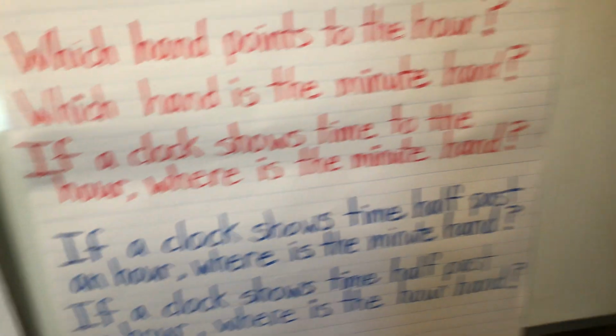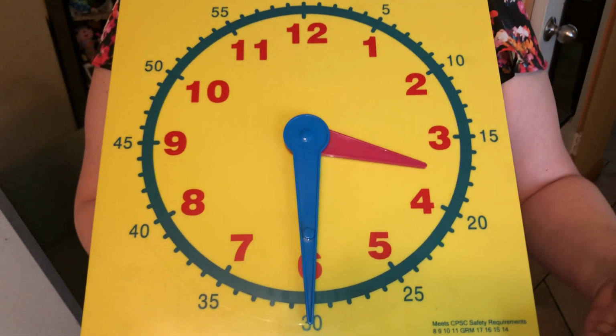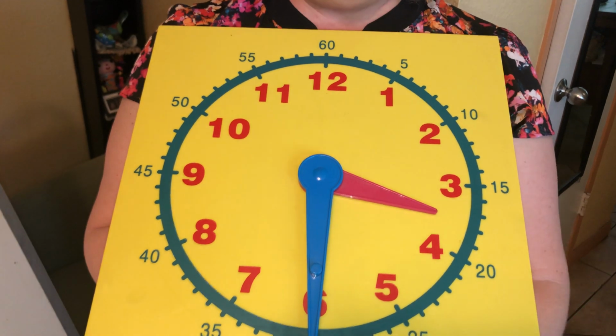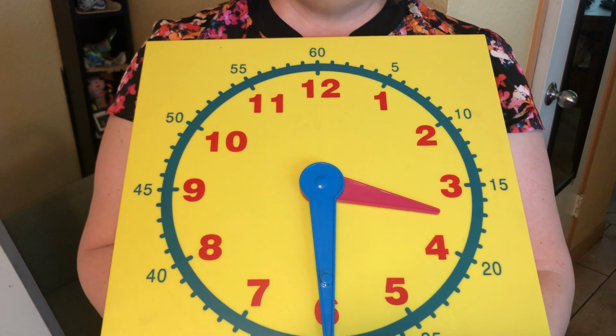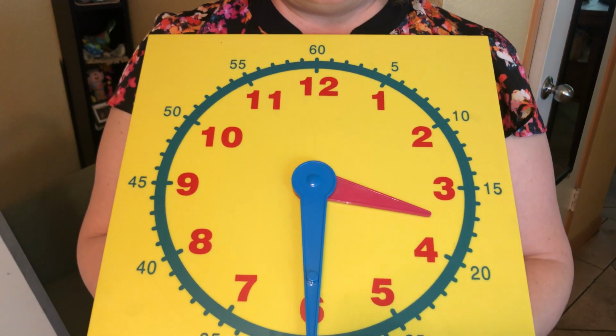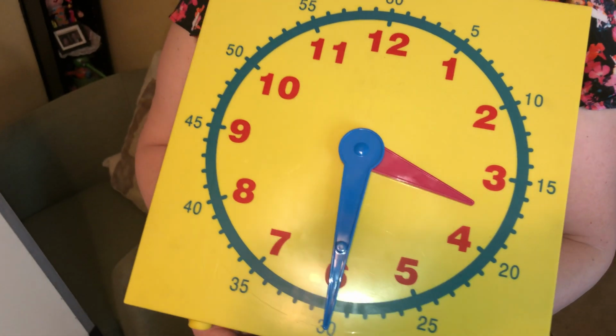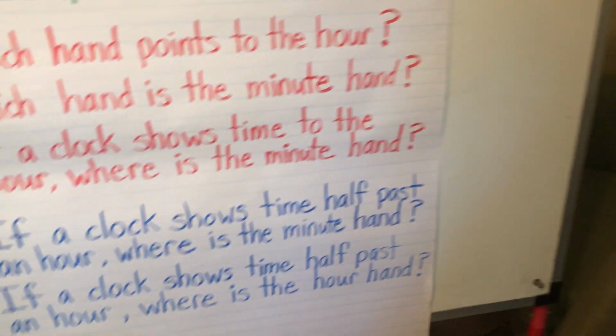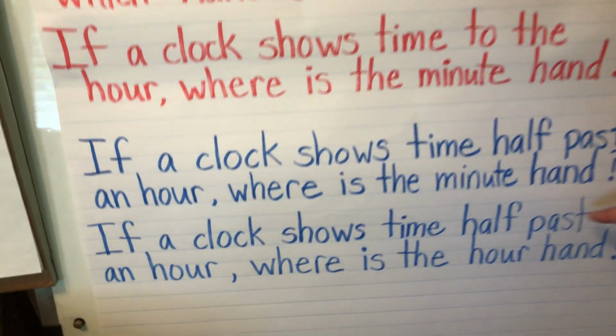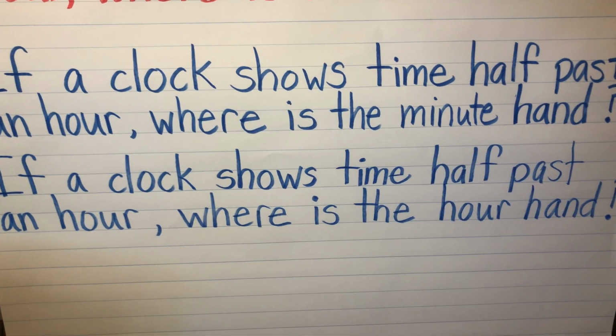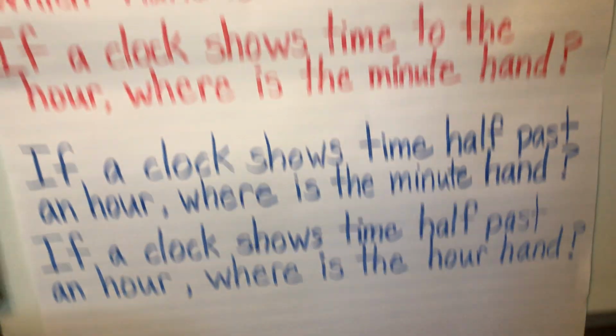And the question is, if a clock shows the time half past the hour, where is the minute hand? So let's look at it. I remember that the minute hand is the long hand. So where is the minute hand? It is pointing at the 6. Yes, good job.